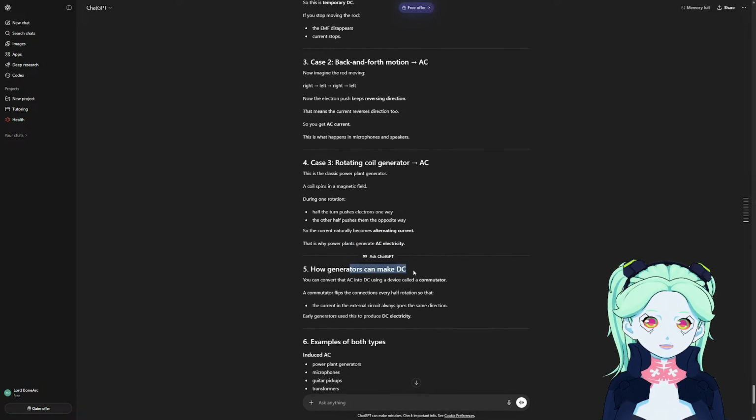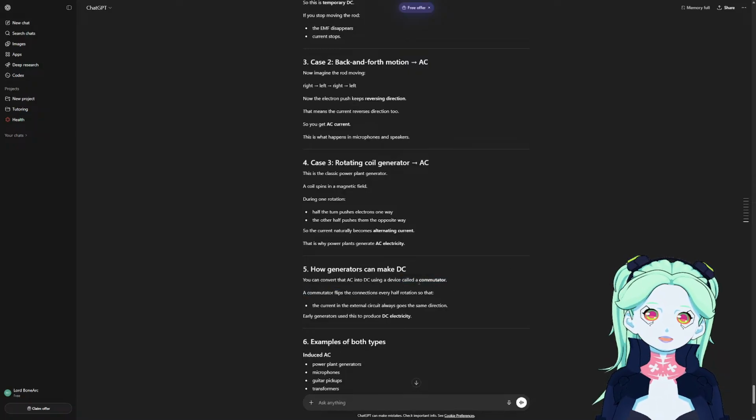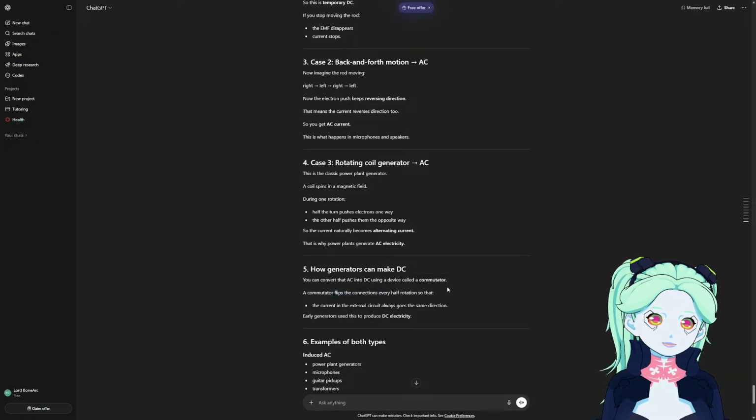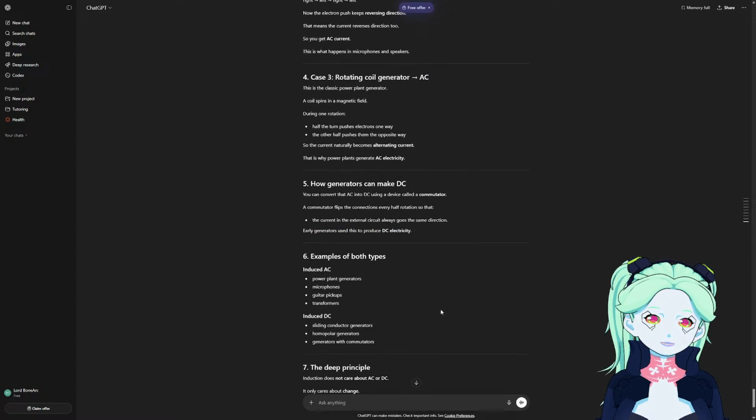How generators can make DC. You can convert that AC into DC using a device called a commutator. A commutator flips the connections every half rotation so that the current in the external circuit always goes the same direction. Early generators use this to produce DC electricity.